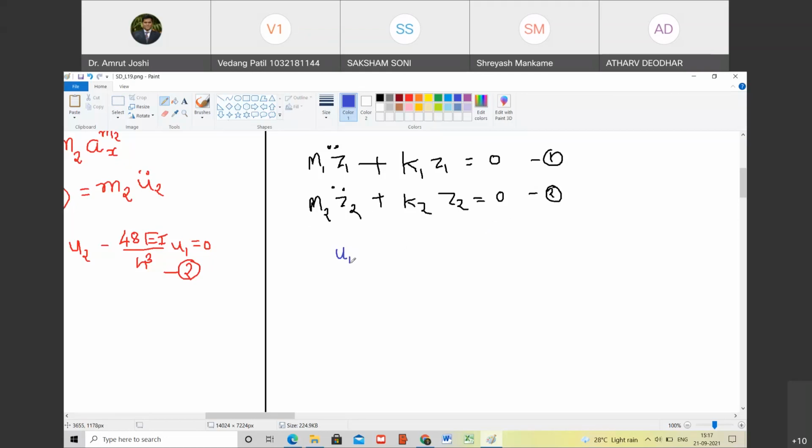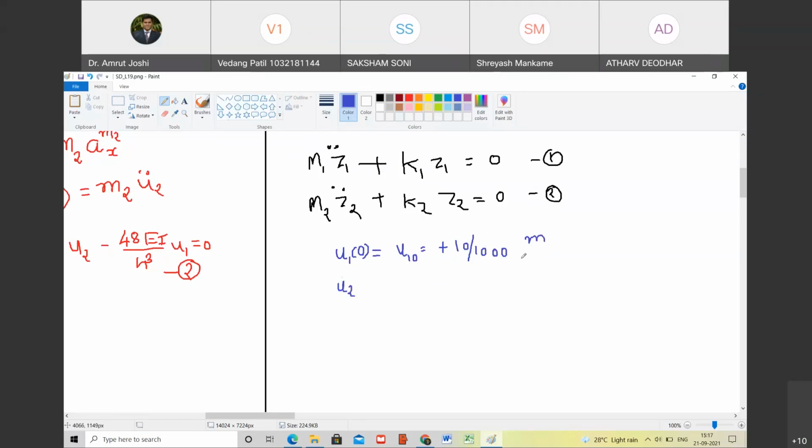First condition, U1 of 0 is equal to plus 10 by 1000 meter. Do you agree with me? Yes, sir.